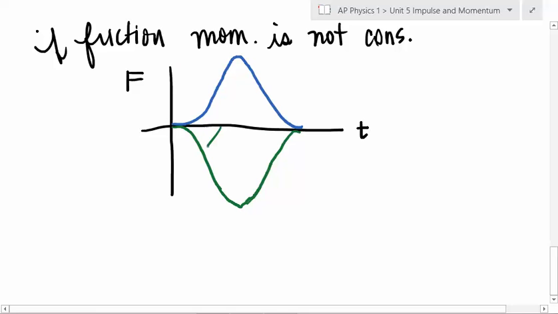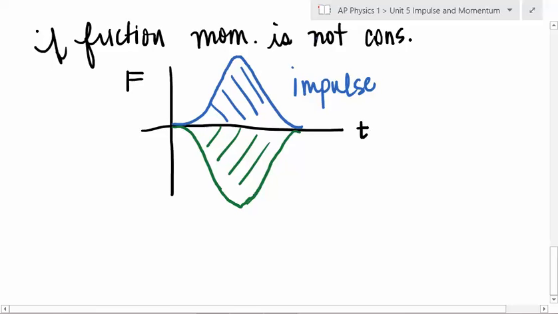So what's the big idea, though? What does the area between the green graph and the time axis represent? What does the area between the blue graph and the time axis represent? This is the impulse. This is the impulse.